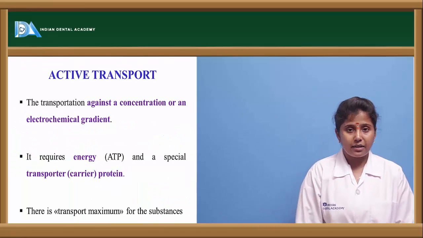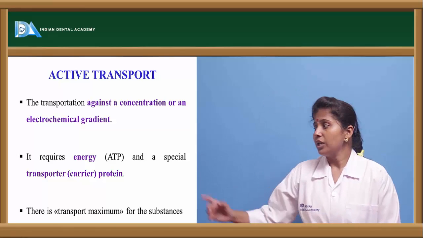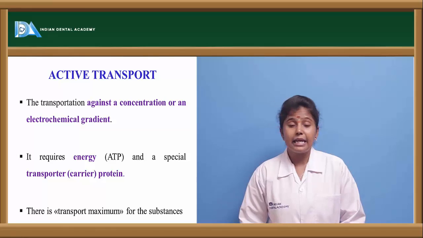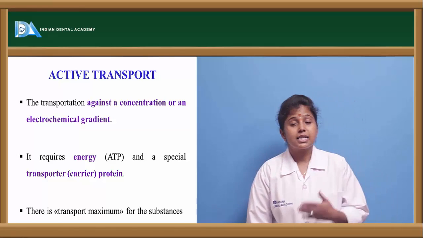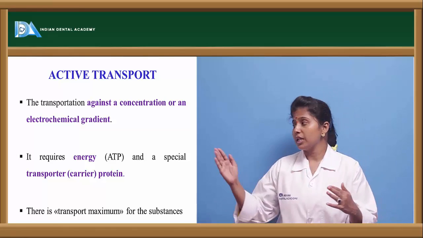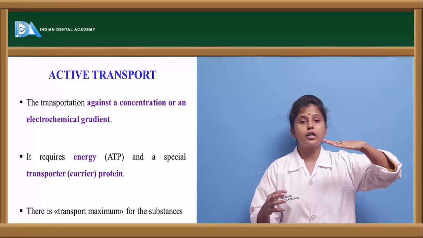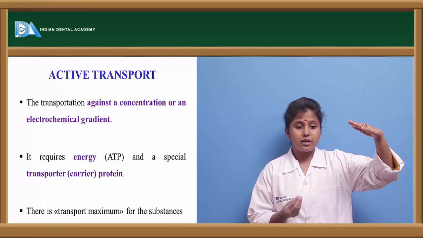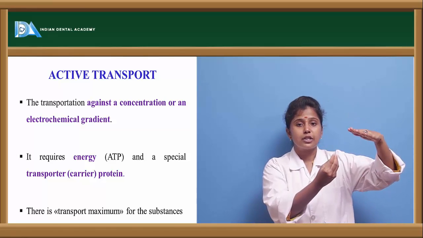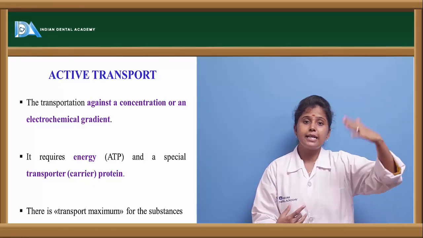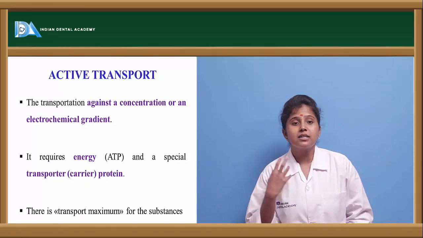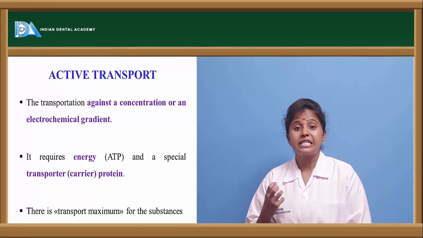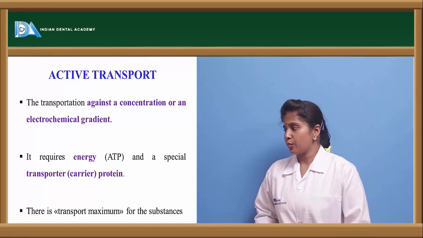The other one is active transport. Active transport is against the concentration, based on the electrochemical gradient. If the concentration of molecules is high here, the molecules still move against the concentration, into the higher concentration from the lower, and this requires ATP. The drug molecule needs some energy to get transported.